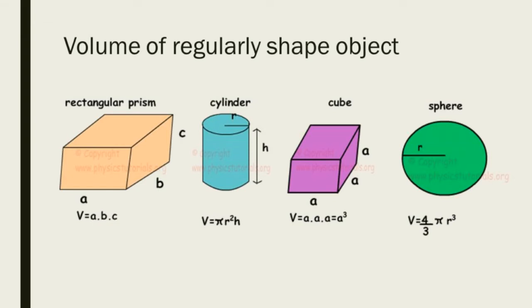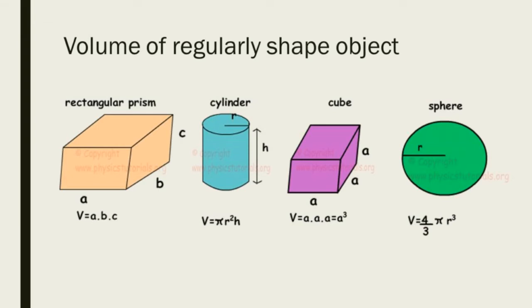Now we are going to see the volume of some regularly shaped objects. First one, the rectangular prism, that means cuboid. This is in the cuboid shape. So what's the formula to find the volume of a cuboid? It is length into breadth into height. So L into B into H. Then cylinder. What's the formula to find the volume? Yes, it is pi into radius square into height. So pi r square h.